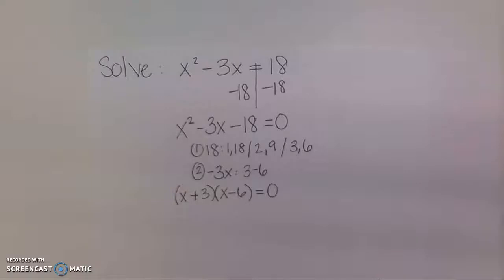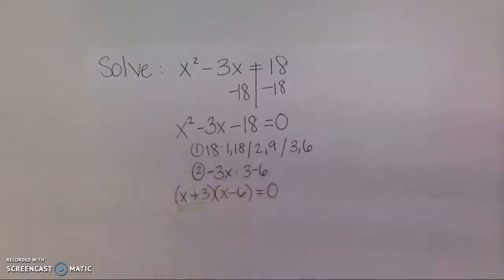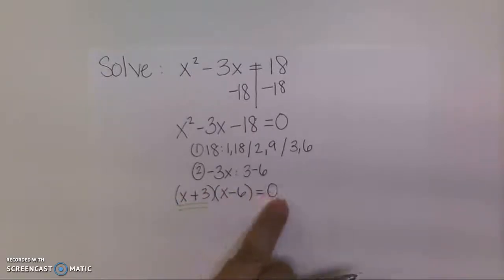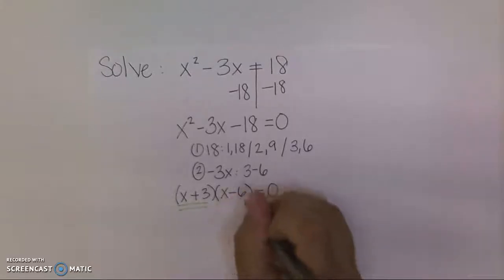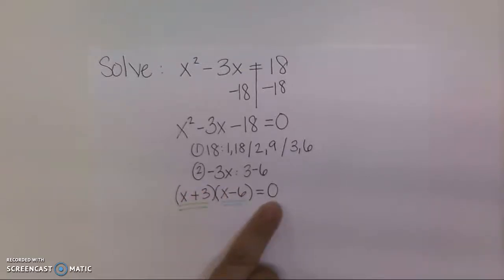Now I can use the zero product property. Essentially what the zero product property says is that this can either equal 0, because 0 times x minus 6 will still be 0, or this can be 0. If this were 0, it would be x plus 3 times 0, which also equals 0.